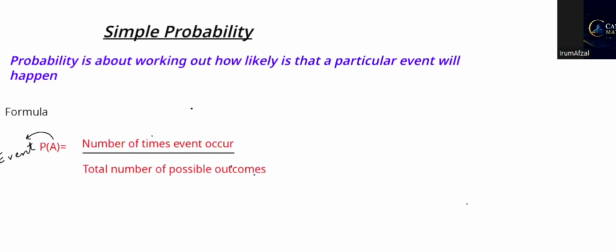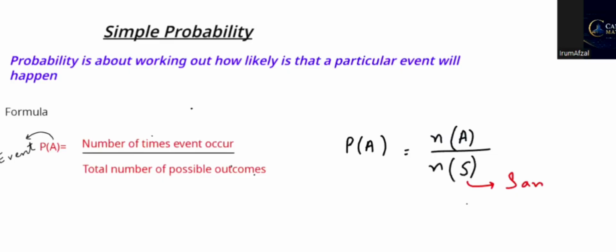In simple terms, this can also be written as the probability of an event A, which equals the number of times an event is going to occur. Right now I'm talking about event A, so I'm going to write NA, meaning the number of times an event occurs, over the total number of possible outcomes in a sample space. Okay, S is for the sample space, and this is basically the probability of that particular event.